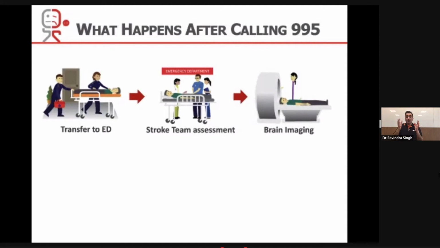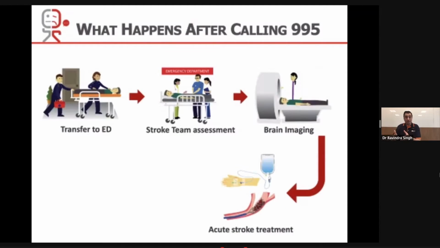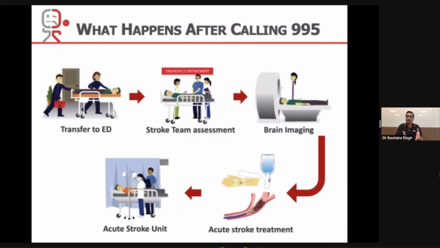After that, the CT scan room will be prepared. It will be readily available for that patient so that there won't be any time wastage. After the CT scan and once the confirmation of a clotting type of stroke is there, then the acute stroke treatment will be provided to the patient. It could be a clot-busting injection or a clot retrieval therapy. After the acute stroke treatment is given, the patient will be transferred to the ward, which is called the acute stroke unit. So that happens when you call 995. That's why it's very important that instead of driving to the hospital or trying to sleep it off, whether you want to sleep for a few hours and see whether it comes again, it is better to call 995 and let the paramedics and the doctors assess you.